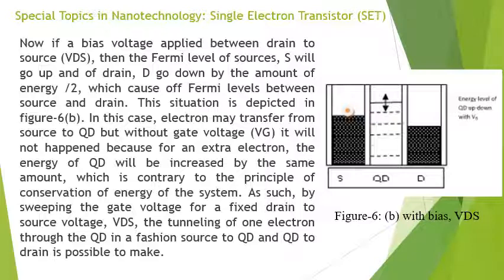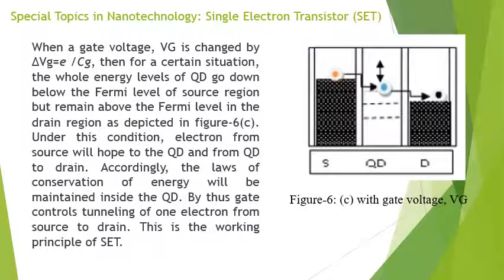Okay, so that is the difference under the biased and unbiased condition, right? Biased means what? We are giving supply to the transistor. Now the third condition is when the voltage is given to the gate, right?